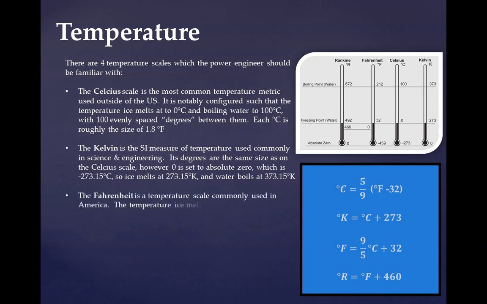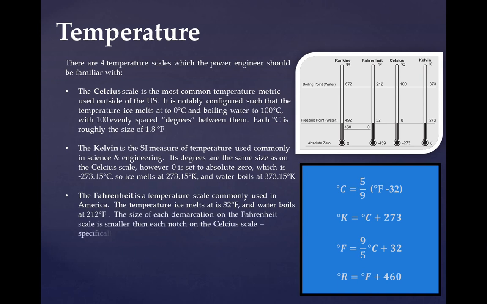The Fahrenheit is a temperature scale used commonly in America. The temperature ice melts at is 32 degrees Fahrenheit, and water boils at 212 degrees Fahrenheit. The size of each demarcation on the Fahrenheit scale is smaller than each notch on the Celsius scale. Specifically, each degree Fahrenheit is roughly 0.55 degrees Celsius.